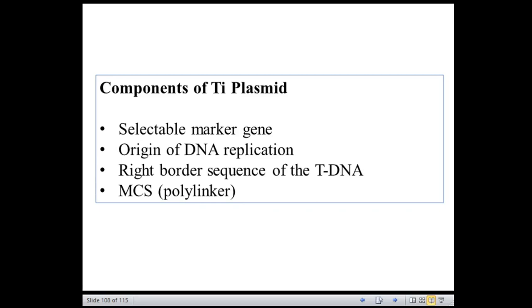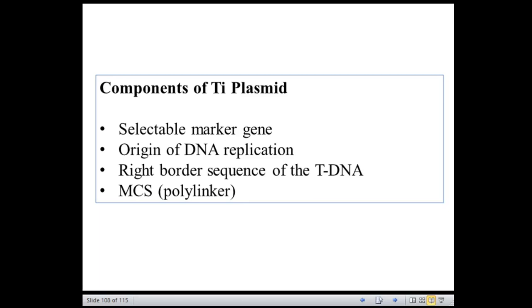Right? So these are the components of the Ti plasmid. Number 1, a selectable marker gene. Number 2, origin of DNA replication. Number 3, the right border sequence of the T-DNA. Number 4, the MCS, the multiple cloning site.